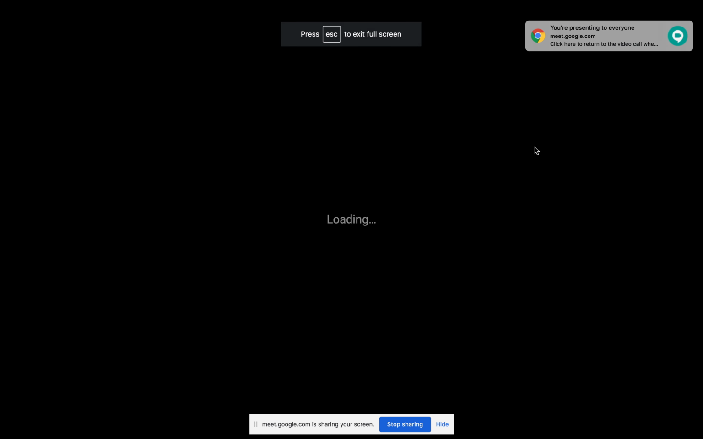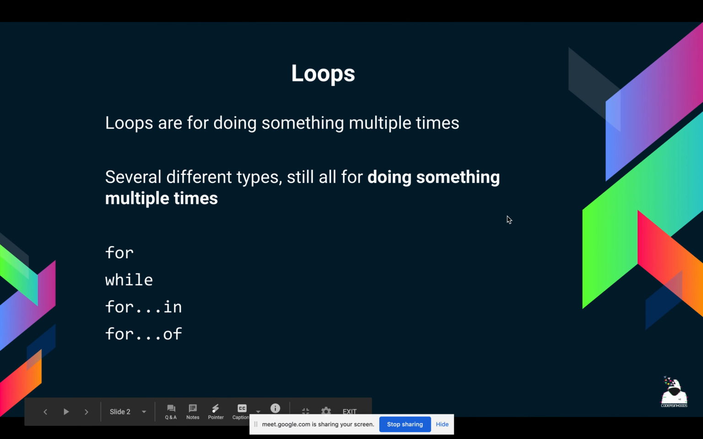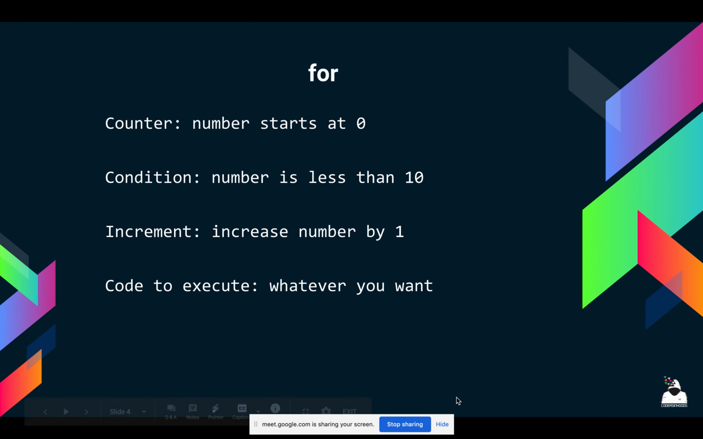That's a shame. Okay, let's go back. You missed so much good stuff. Loops, we're talking about for loops, while loops, for in, for of. Comprised of 4 parts: counter, condition, increment, code to execute. And now we're explaining those bits.